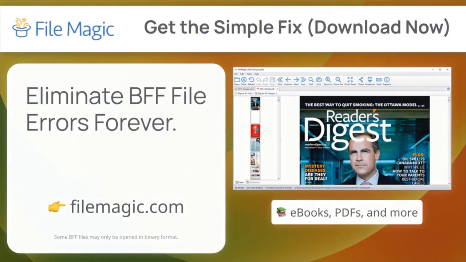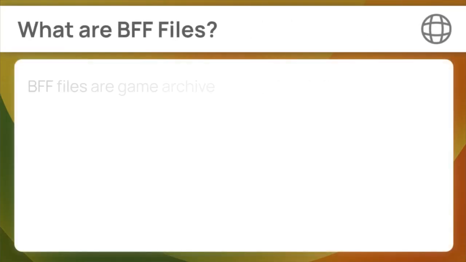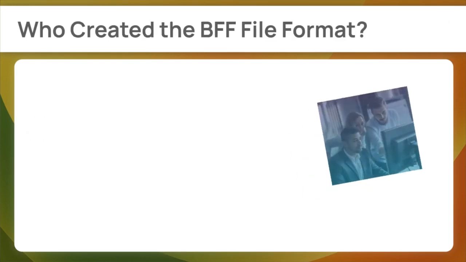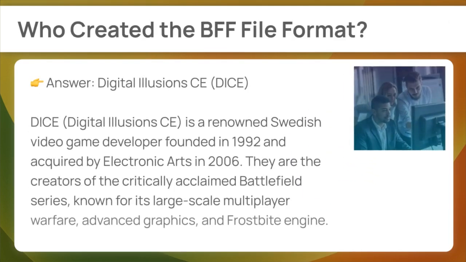just in case. BFF files are game archive files for Battlefield 2, the first-person shooter by DICE and Electronic Arts. They contain packaged game assets including 3D models, textures, animations, sounds, level data, and configuration files compressed into archive bundles for efficient distribution and loading by the game engine.